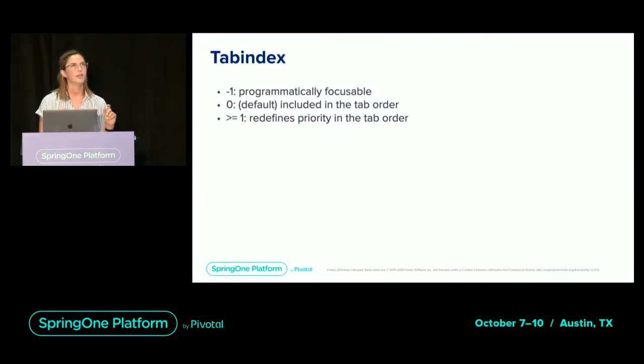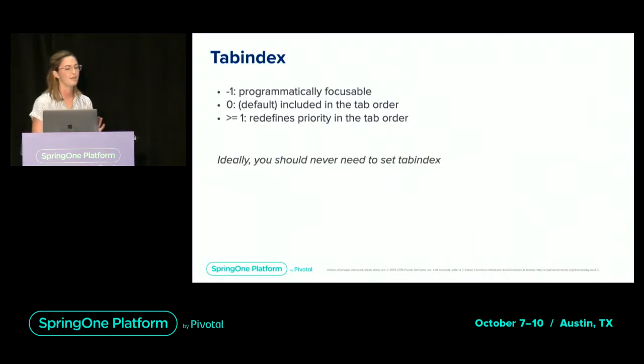There might be instances in which I have an element that I don't want to be in the tab order, but I want to be able to programmatically focus on it by calling something like window.focus. If you have an element like that, you can give it a tab index of -1. And a tab index of anything greater than 0 will redefine its priority in the tab order. So if there's one element with a tab index of 1, another with a tab index of 2, and everything else has 0, the tab order will go to the one with 1, then 2, and then it'll do all the zeros.